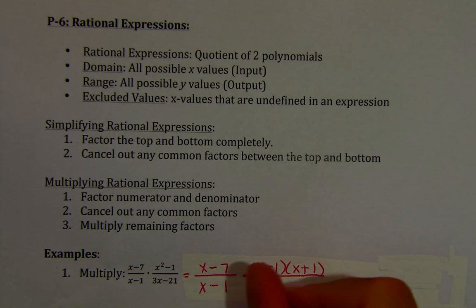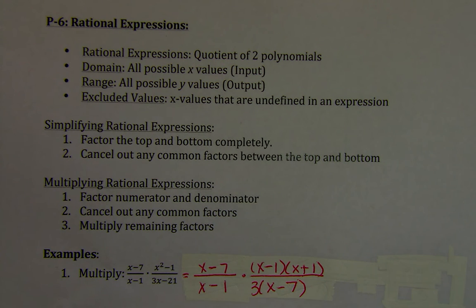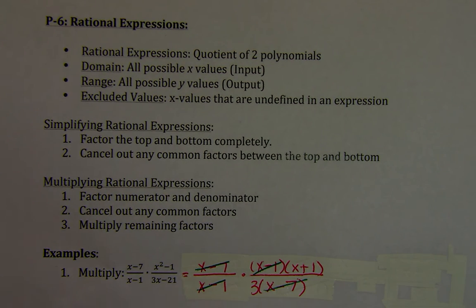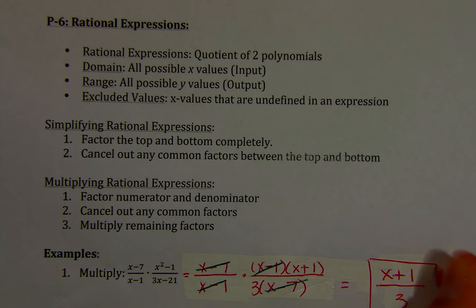So we've got our factors here, and on the denominator we're pulling out a 3, and we've got x minus 7. And now we can cancel out any common factors. So the x minus 7 cancels and the x minus 1 cancels. So what we're left with is x plus 1 over 3.